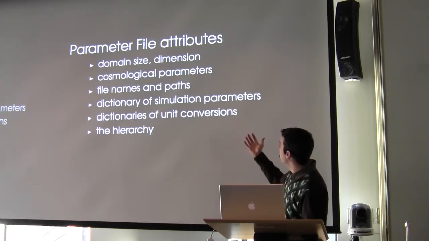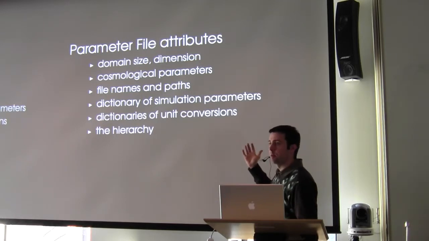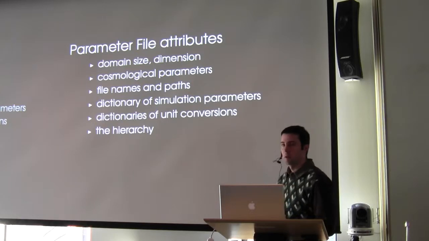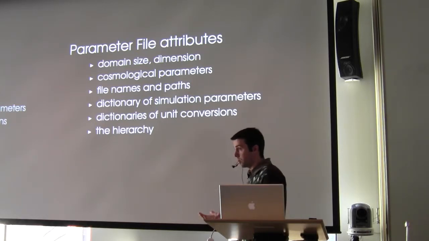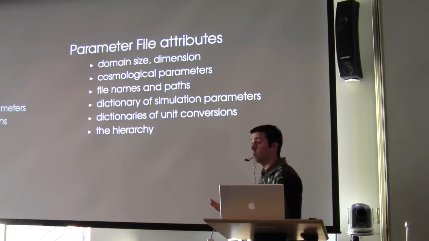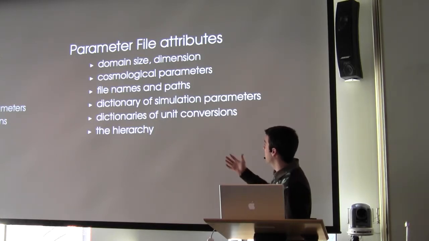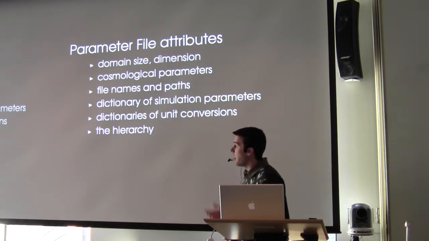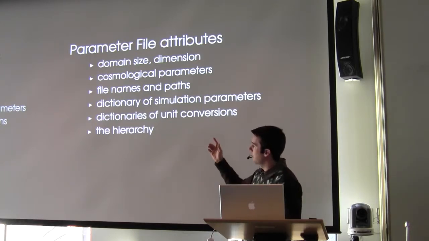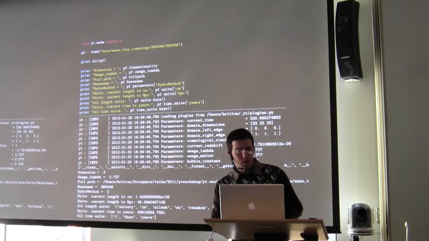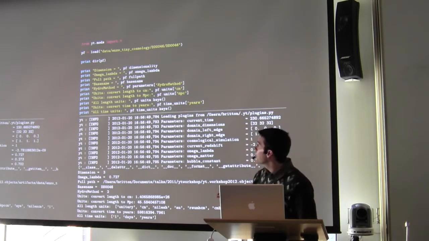We have a dictionary of all the simulation parameters, so you can look at every parameter that was used to run this simulation, assuming that these were stored with the data set. In Enzo, at least, they are. And we also get some very handy dictionaries of unit conversions, and also associated with the parameter file is this thing I already referred to called a hierarchy. Okay, so here's a pretty simple script.